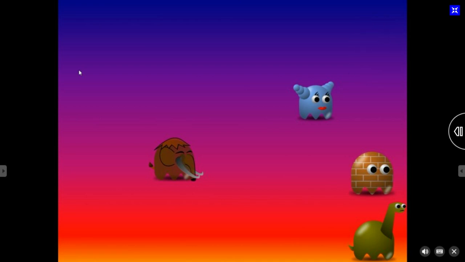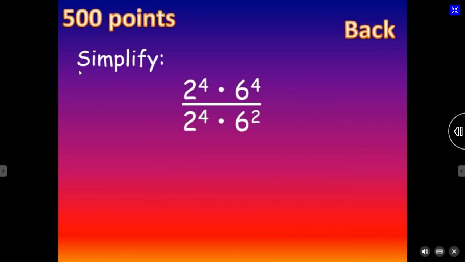Alright, now we are on snuffleupagus. Man, you didn't have the best shows ever if you don't know snuffleupagus. Alright, 2 to the 4th over 2 to the 4th. Again, that's a 1.